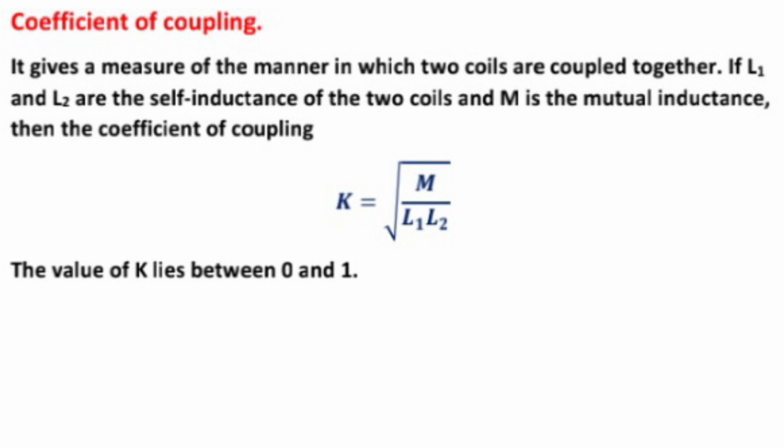Coefficient of coupling. It gives a measure of the manner in which two coils are coupled together. If L1 and L2 are the self-inductances of the two coils and M is the mutual inductance, then the coefficient of coupling K equal to square root of M upon L1 into L2. The value of K lies between 0 and 1.